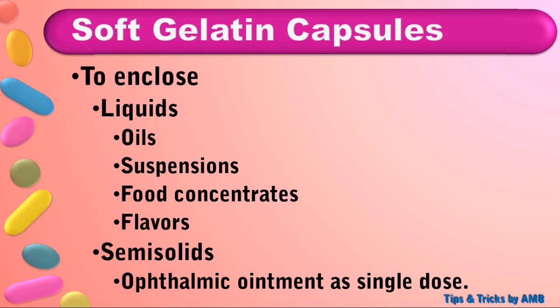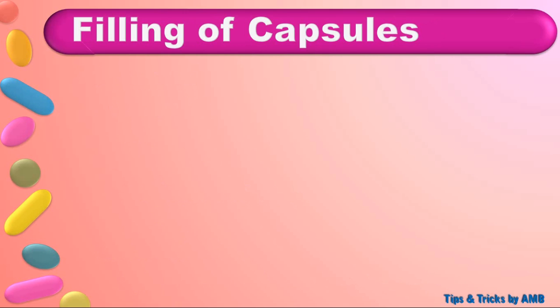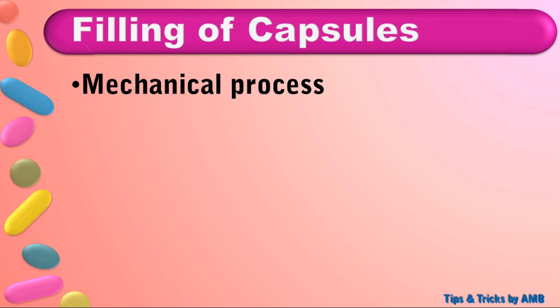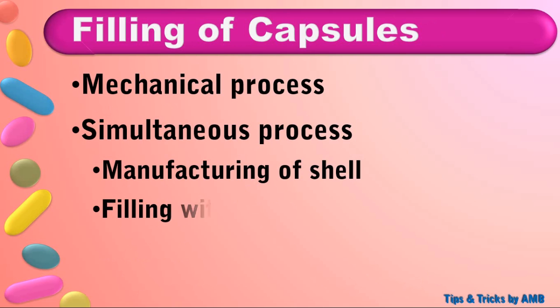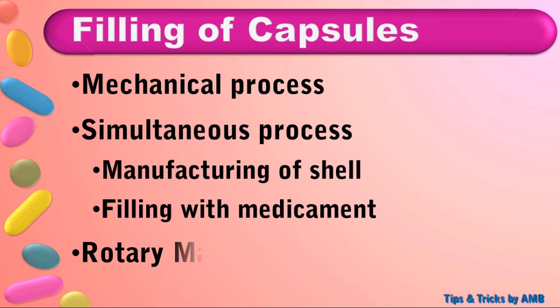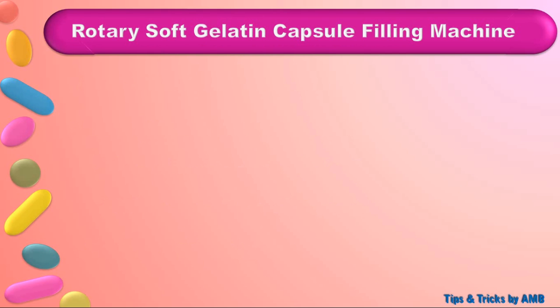Now we have to discuss filling of capsules. Generally, filling of soft gelatin capsule is a mechanical process. Manufacturing of capsule shells and filling of capsules with medicament is done simultaneously. A rotary machine is used for filling soft gelatin capsules. Now we have to discuss the rotary soft gelatin capsule filling machine.